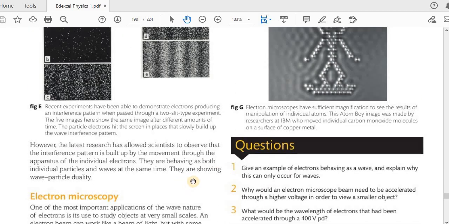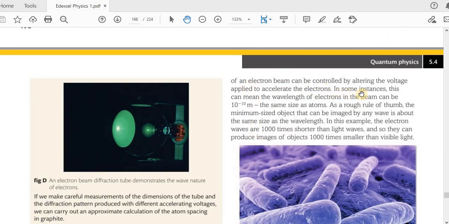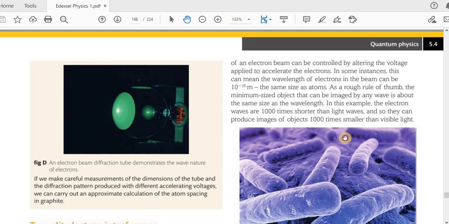So here it's mentioned the wavelength of an electron beam can be controlled. As a rough rule of thumb, the minimum sized object that can be imaged by any wave is about the same size as the wavelength. In this example, the electron waves are 1,000 times shorter than light waves, and so they can produce images of objects 1,000 times smaller than visible light.